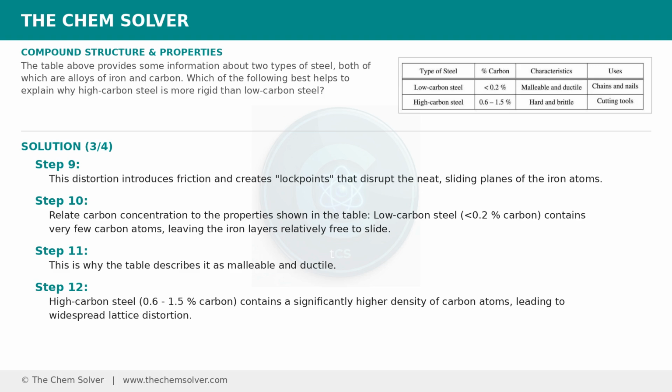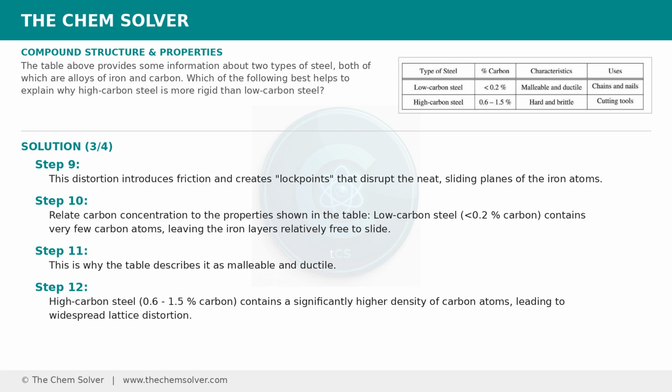Relate carbon concentration to the properties shown in the table. Low carbon steel, less than 0.2% carbon, contains very few carbon atoms, leaving the iron layers relatively free to slide. This is why the table describes it as malleable and ductile.